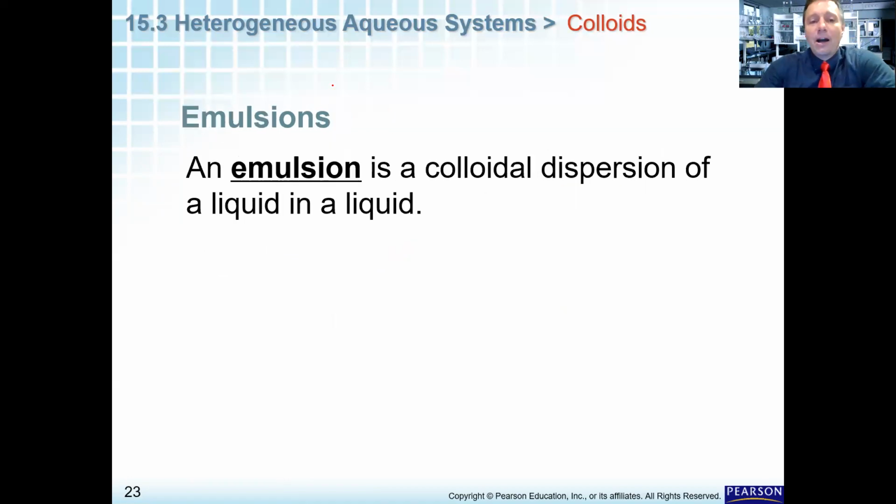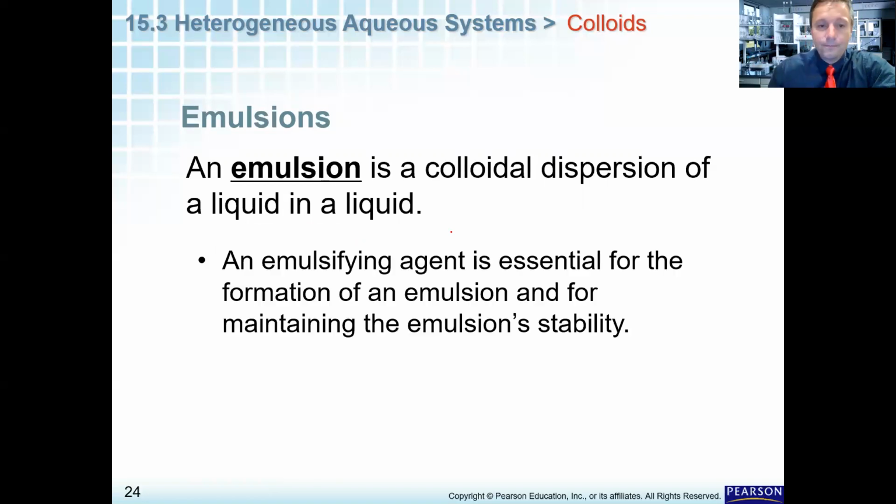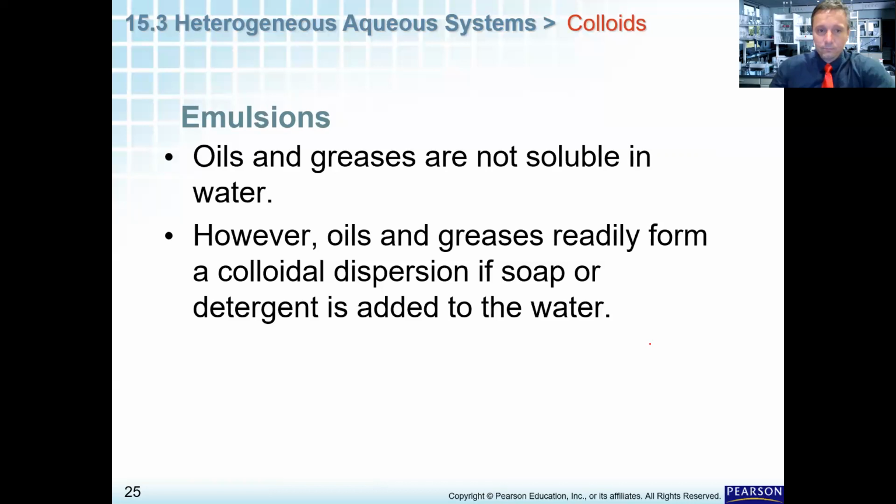So let's talk about emulsion. An emulsion is a colloidal dispersion of a liquid in a liquid. Emulsion is a liquid in a liquid. So that's another vocab term. Please write that down. So when you talk about colloids, if you are specifically talking about a liquid and a liquid, that's called an emulsion. So an emulsifying agent is essential for the formation of an emulsion, and to maintain stability. So let's talk about that a little bit.